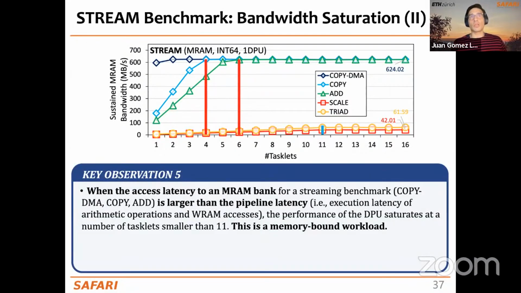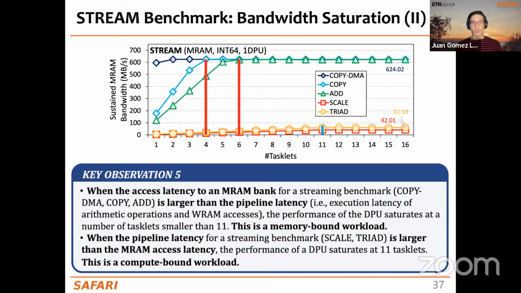So important observations here are, if one particular workload saturates with less than 11 tasklets, it's likely that the access latency to the MRAM bank is hiding the execution of instructions in the pipeline. And we call this a memory-bound workload in this architecture. However, if it happens the other way around, if the performance saturates at 11 tasklets, this means that the pipeline latency hides the latency of accesses to MRAM, and this is what we call a compute-bound workload on this architecture.